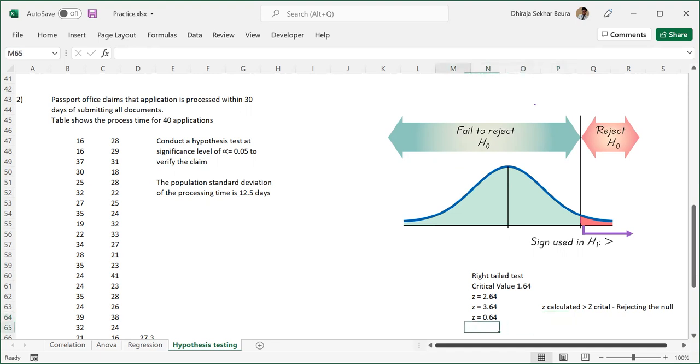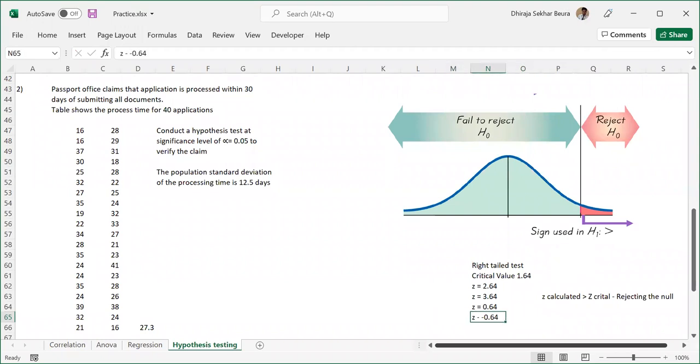Make sense? Similarly, if I take Z equal to minus 0.64, that will also fall in the green side only. Make sense? So the logic I mentioned earlier: when Z calculated is less than Z critical, in that case we fail to reject the null hypothesis. Any questions on this?